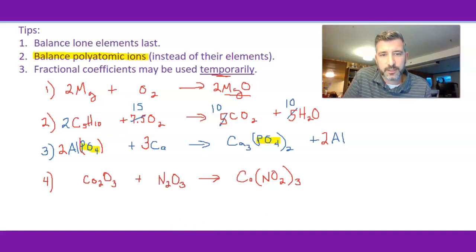So the reason I wanted to show you this example is because here we have a polyatomic ion nitrite on the right, but we don't have the same polyatomic ion nitrite on the left. We really don't have any polyatomic ions on the left. So we're going to have to break it up and balance it separately as nitrogen and oxygen. So we can't use tip number 2 on this problem because the polyatomic ion only shows up on one side of the equation.